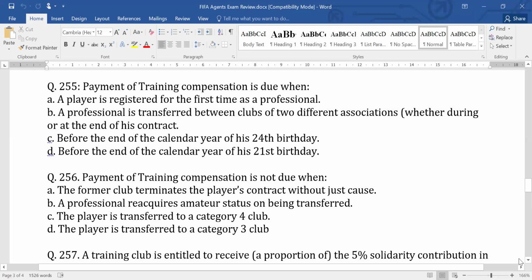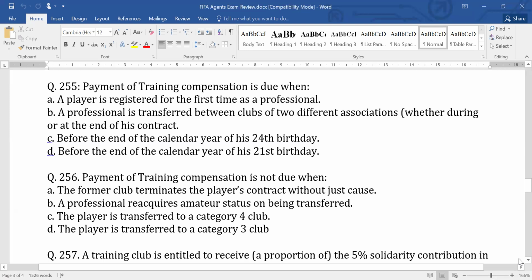The condition is that the player is moving at the age of 23 or below. And also, the player is not reacquiring an amateur status. And also, the player is not joining a category four club. If the player is joining a category four club, there will be no training compensation.